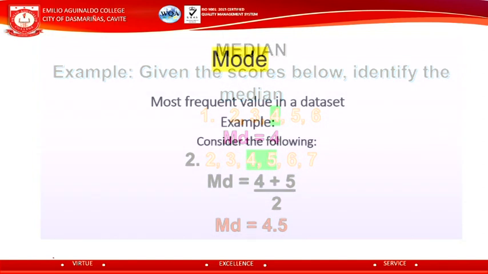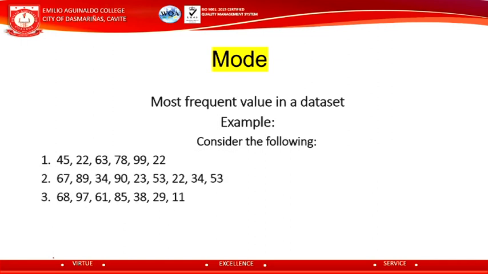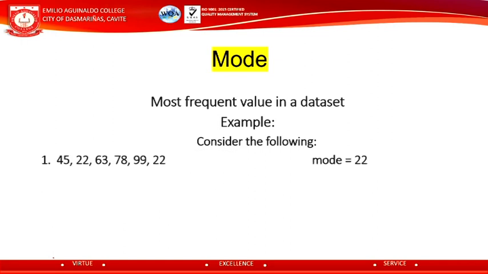Okay, and then the next one is the mode. It is the most frequent score in our data set. So for example, consider the following. Number 1: 45, 22, 63, 78, 99, and 22. So it is very visible that the most frequent score is 22. Then followed by number 2, we have there 67, 89, 34, 90, 23, 53, 22, 34, and 53.